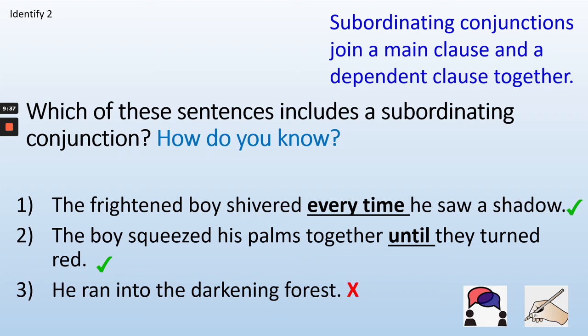The boy squeezed his palms together. That's your main clause. Until, that's your subordinating conjunction, the joining word. They turned red, that's the dependent clause. The dependent clause is not a complete thought, so it's not a main clause. He ran into the darkening forest. That doesn't have a subordinating conjunction. That sentence is just a main clause. So number 1 and 2 have a subordinating conjunction. Well done. Press pause if you need to fix up your answer before you continue.